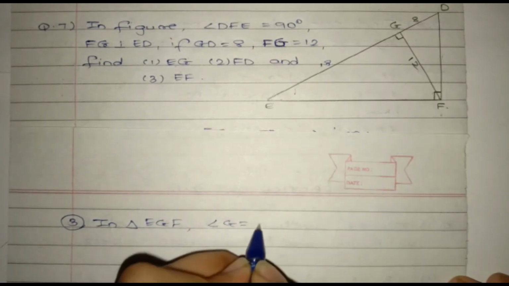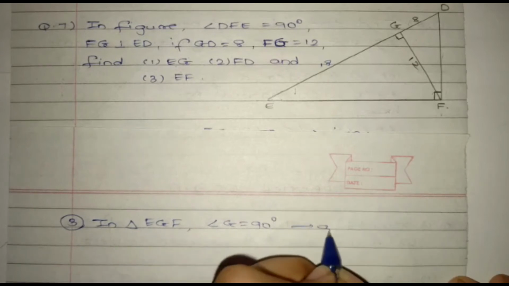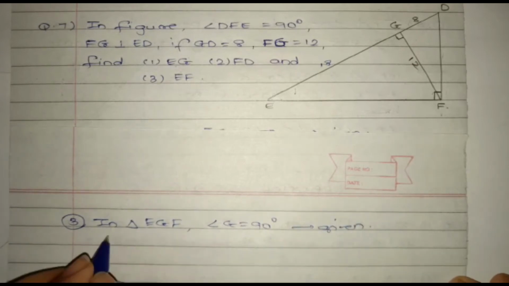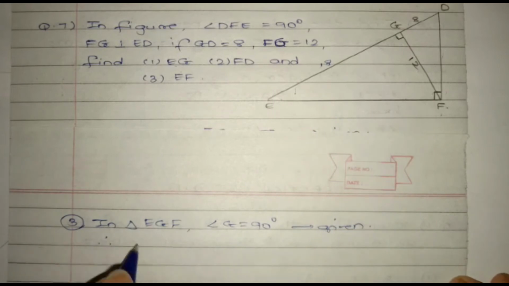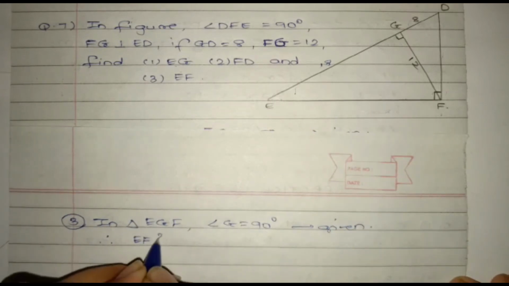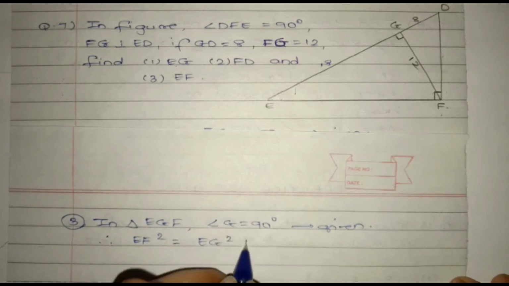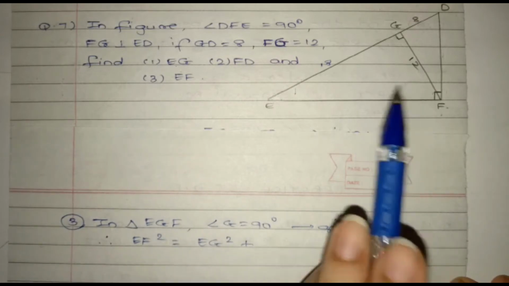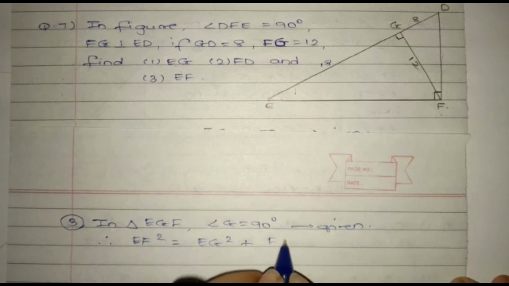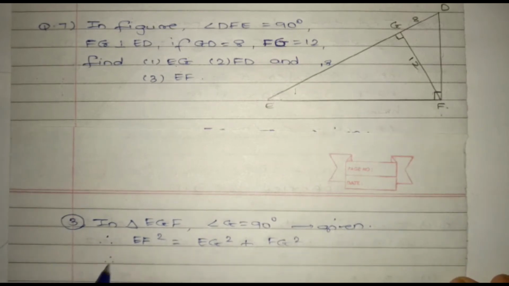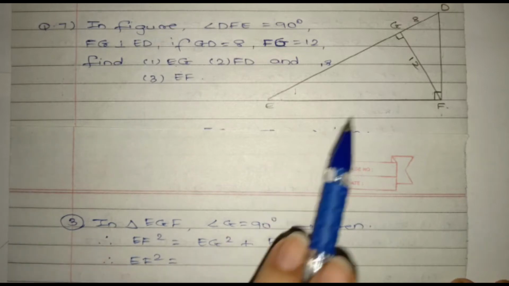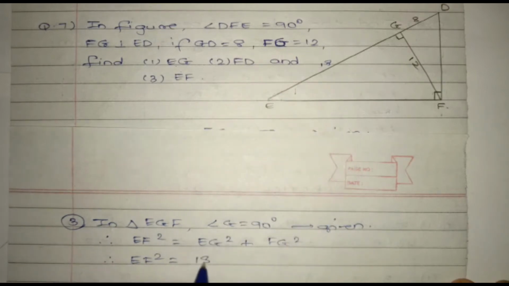angle G is equal to 90 degree. It is given. Therefore, we can write EF square is equal to EG square plus FG square. Therefore, EF we have to find out. EF square is equal to, what is EG? EG is 18. So 18 square plus FG is 12, 12 square.